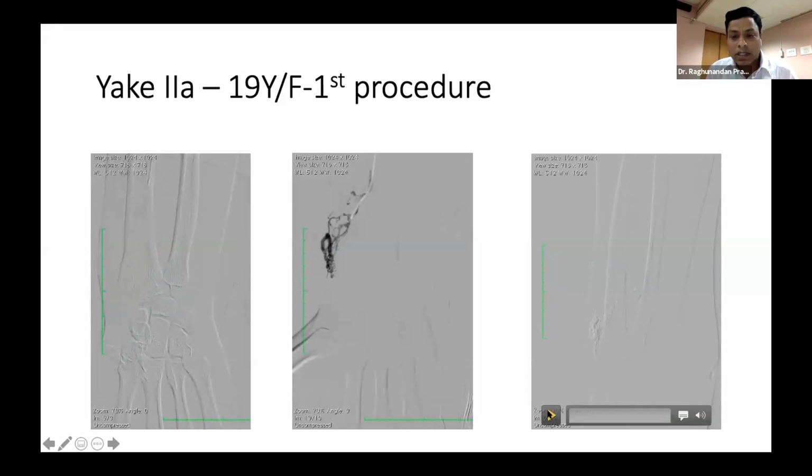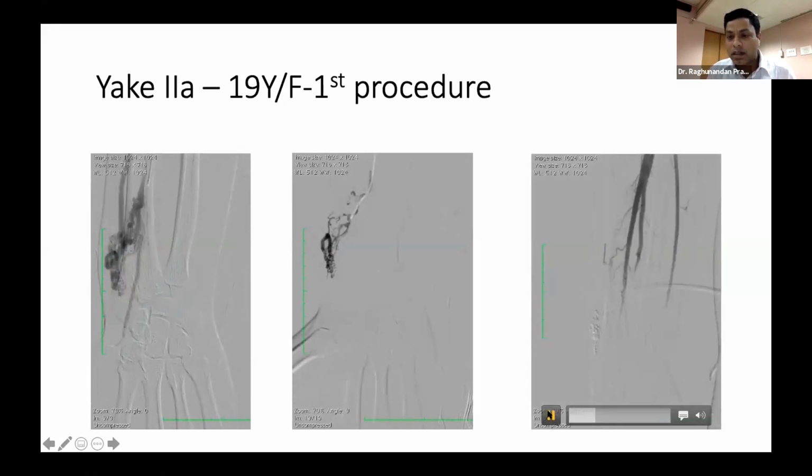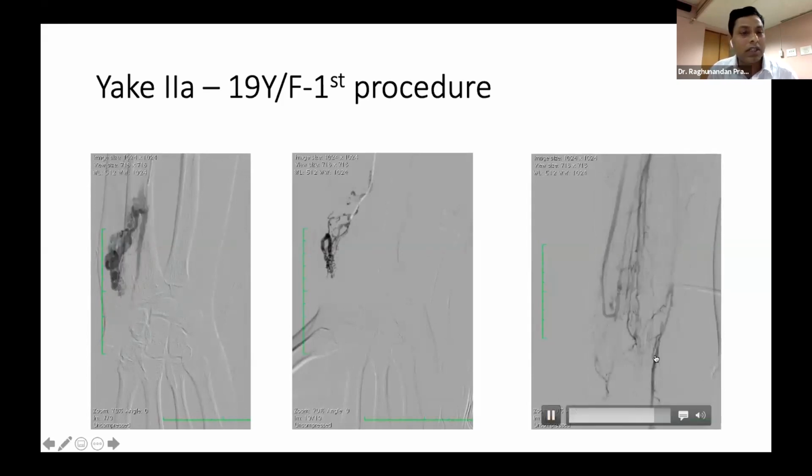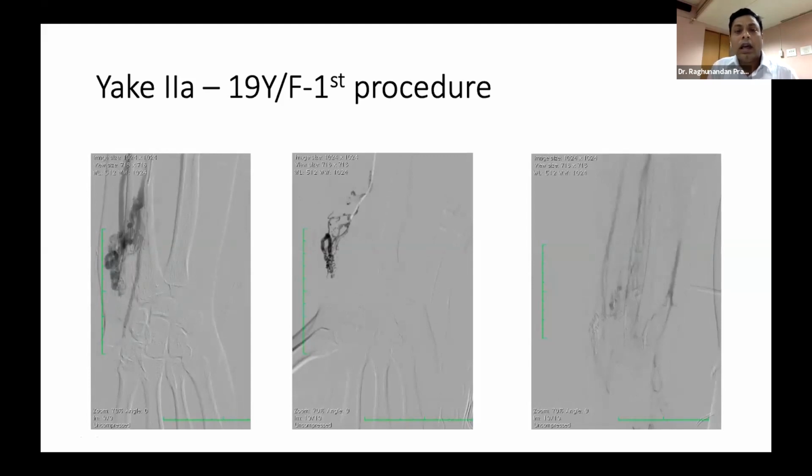I have just taken 2-3 images, but it was a very difficult case. More than 7-8 feeders I needed to selectively cannulate and then put the glue. Then I sent this patient for surgical resection to Dr. Raji. But the girl was not interested in surgical resection, so she was lost to follow-up, and then returned after around 6 months with recurrence of these symptoms.